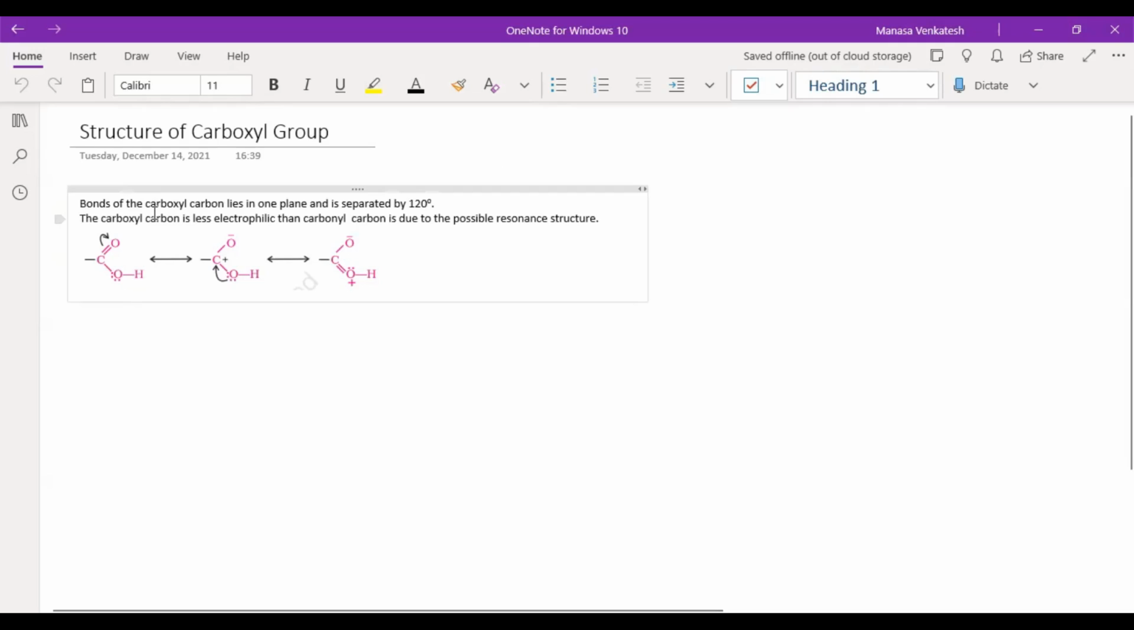In the structure of the carboxyl group, the bonds of the carboxyl carbon lie on the same plane, and they are separated by 120 degrees. This is similar to what we studied for a carbonyl carbon. So that's the same thing that is observed over here, right? Here you have this, and this, and the bonds are going to lie in the same plane. And the carboxyl carbon is less electrophilic than carbonyl carbon because of the various resonance structures that exist.